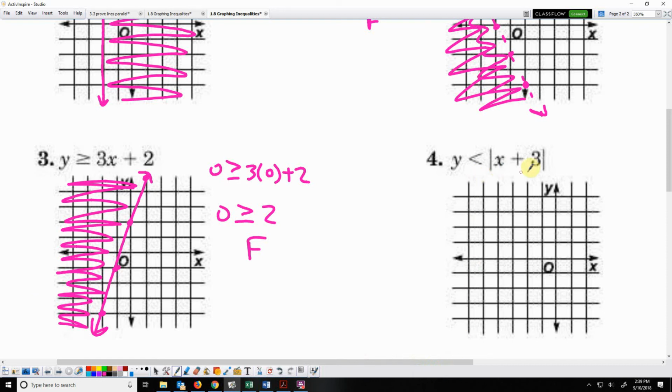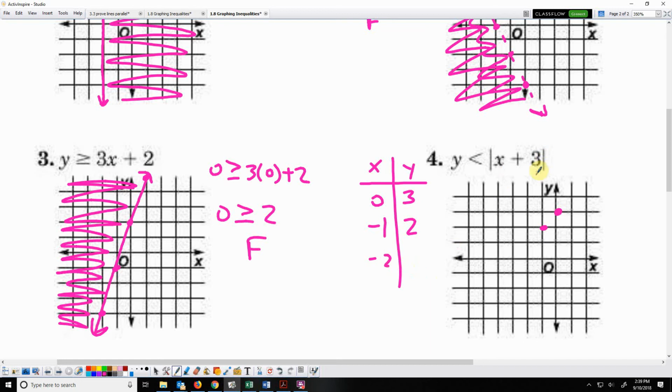Okay, so now we come up to a different kind of situation. It's not just a line, it's an absolute value, so we're going to get a v. So we'll make a chart of x and y. Okay, so if we put in, say, 0, plus 3 is 3. Absolute value is 3. So we get the point 0, 3. And we can choose to go right or left. In this case, I've got a lot of graph over here, so I think I'm going to go left. -1 plus 3 is 2. Absolute value is 2. So -1, 2.